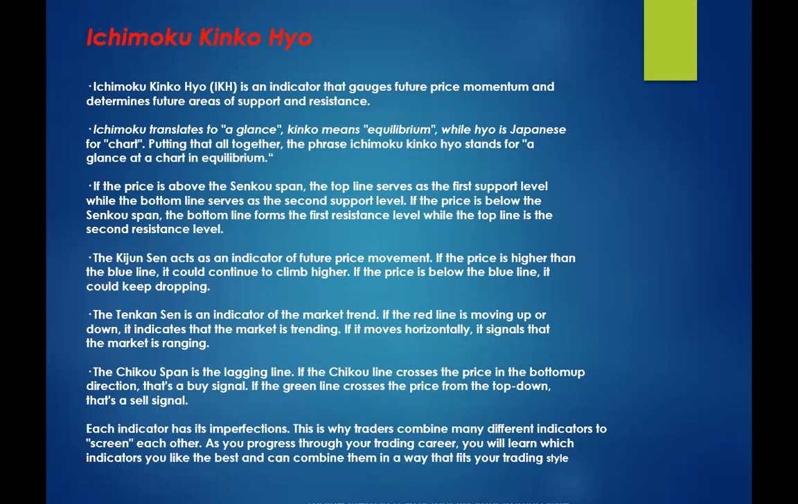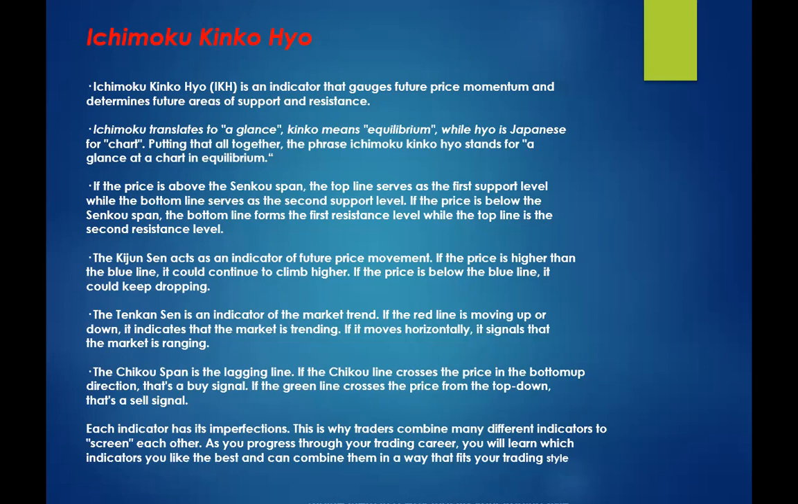The Chikou span is a lagging indicator. If the green line crosses the price in the bottom-up direction, that's a buy signal. If the green line crosses the price from the top, that is a sell signal.